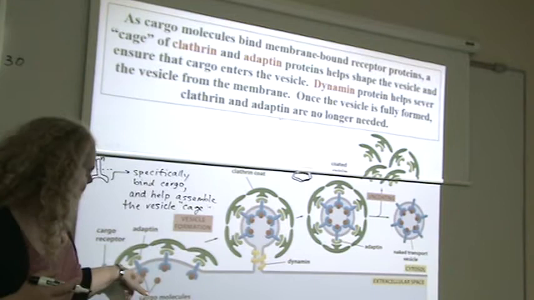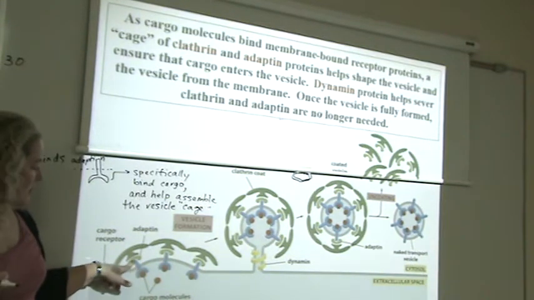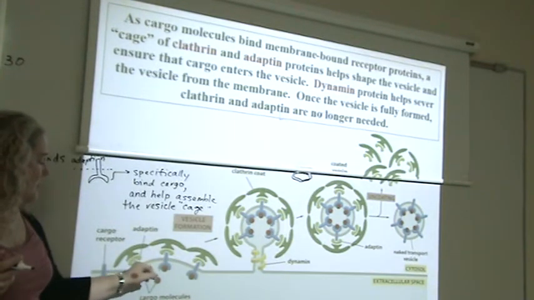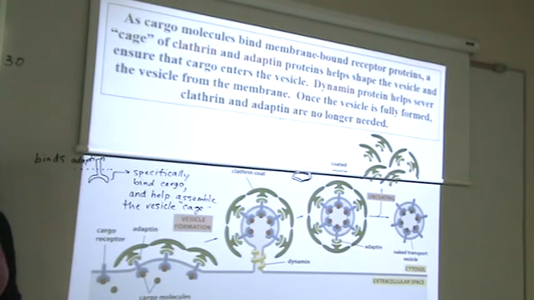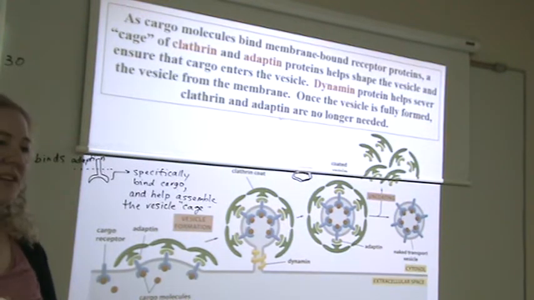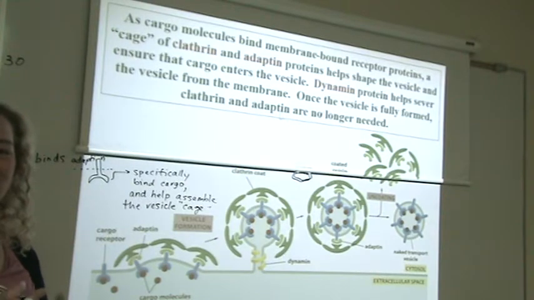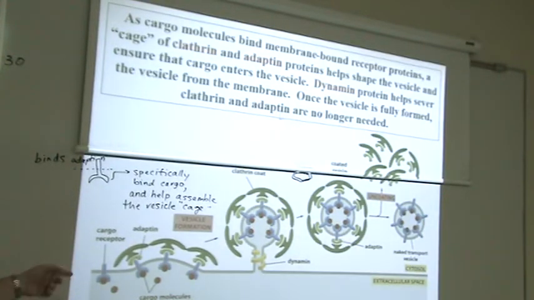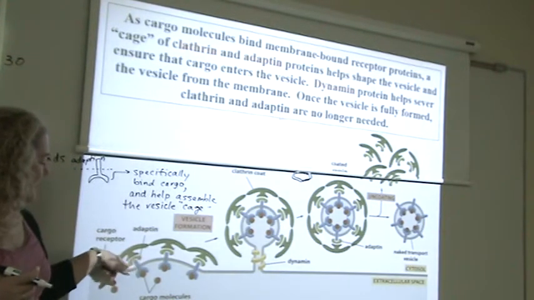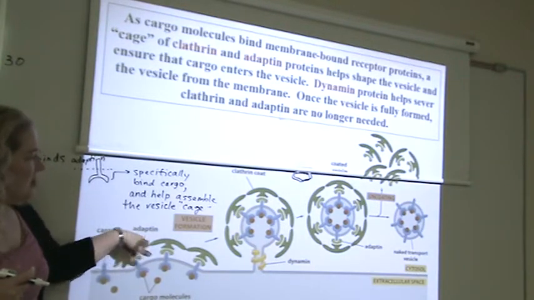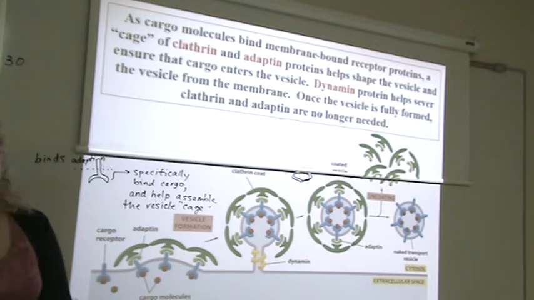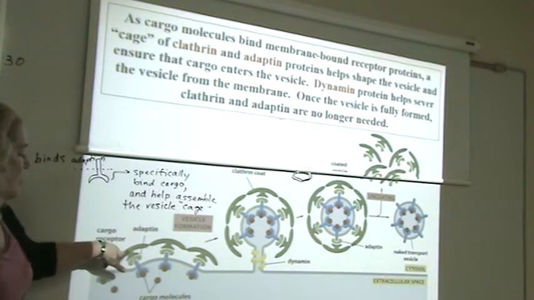So once the cargo is bound to the receptor, the other end is binding to this molecule called adaptin. And adaptin is like a linker. It's not interesting on its own. It's just a bridging protein. So it bridges between the specific receptor and this darker green molecule, which is clathrin. So all of these are proteins.